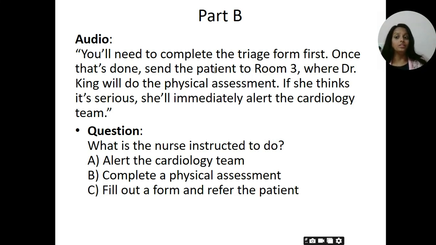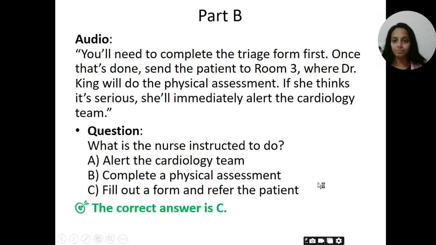Now, the correct answer is option C. You will hear all three actions in the clip. The trap is who does what. The nurse fills the form and sends the patient. It's the doctor who may call cardiology. So, your job is to track the roles, not just actions.